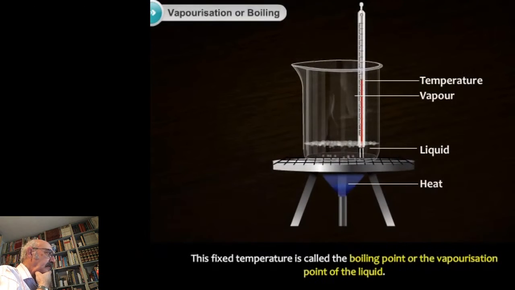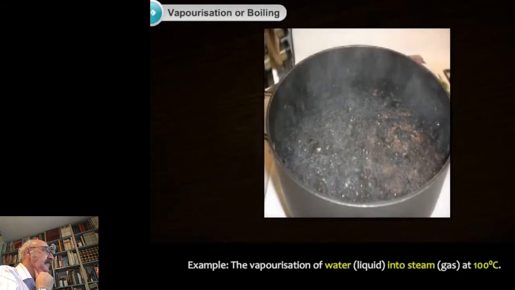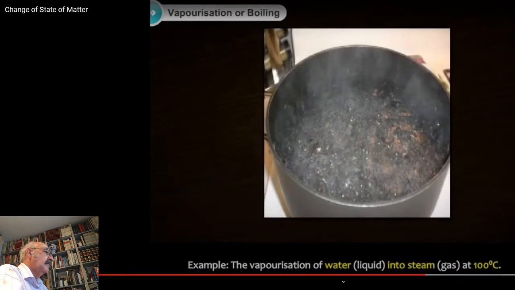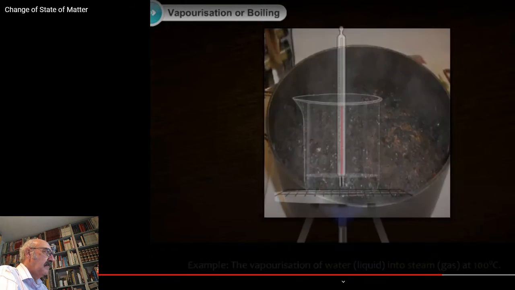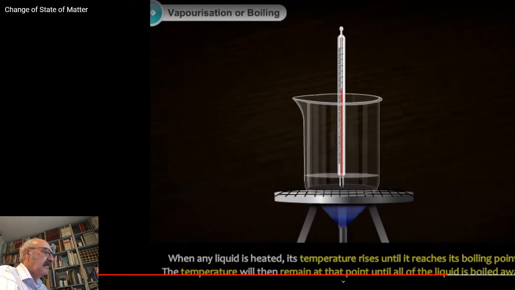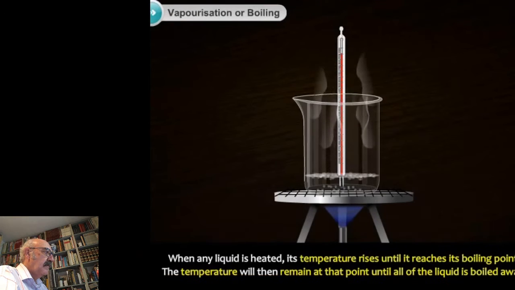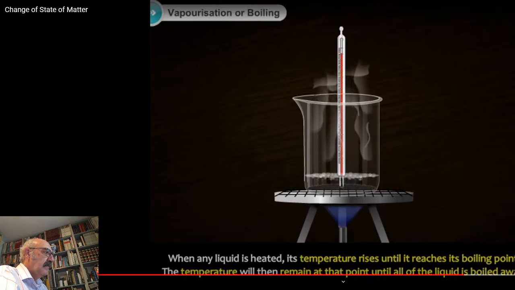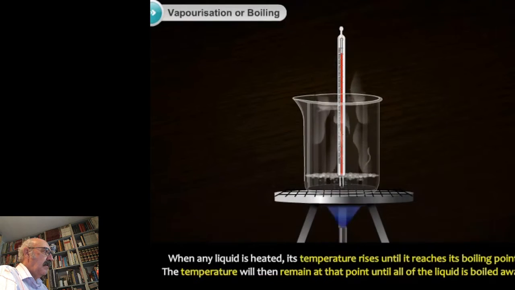This fixed temperature is called the boiling point or the vaporization point of the liquid. Example: the vaporization of water liquid into steam gas at 100 degrees Celsius. When any liquid is heated, its temperature rises until it reaches its boiling point. The temperature will then remain at that point until all of the liquid is boiled away.